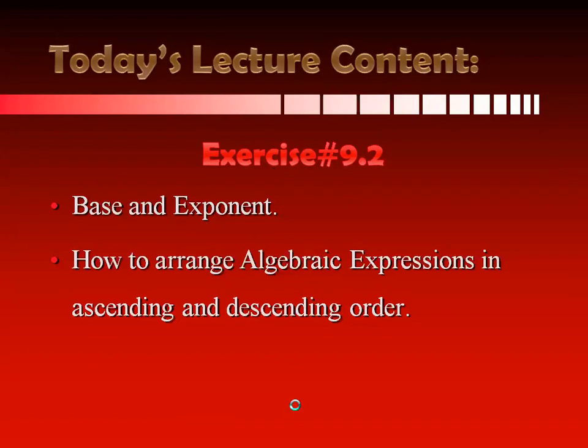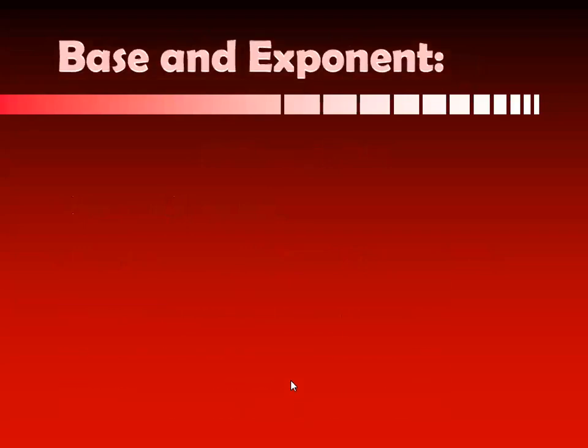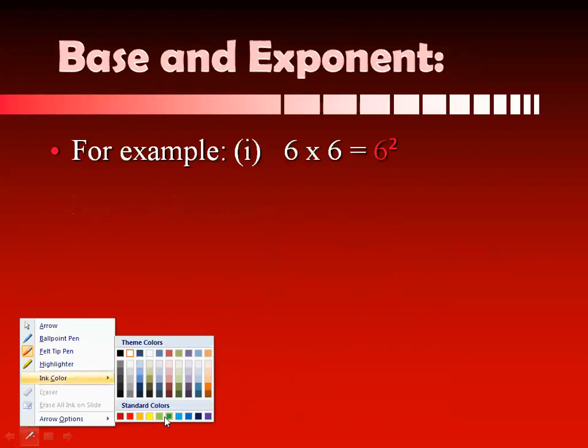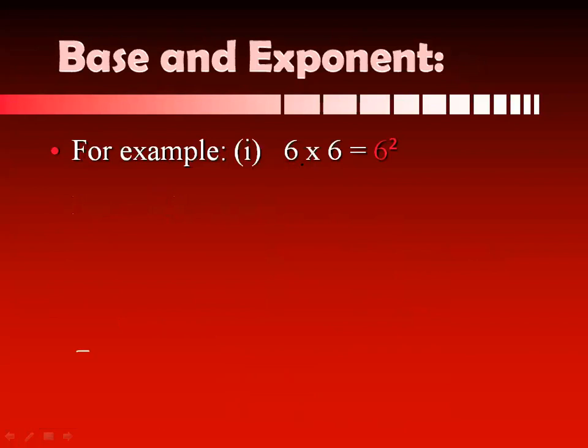Now, let's start with the first topic, that is base and exponent. But before telling you the exact definition of base and exponent, let's consider some examples. Just suppose you have 6 multiplied by 6. I know 6 multiplied by 6 is equal to 36. But no, I'm not going to solve this here. I'm going to tell you how to write it down in another form.